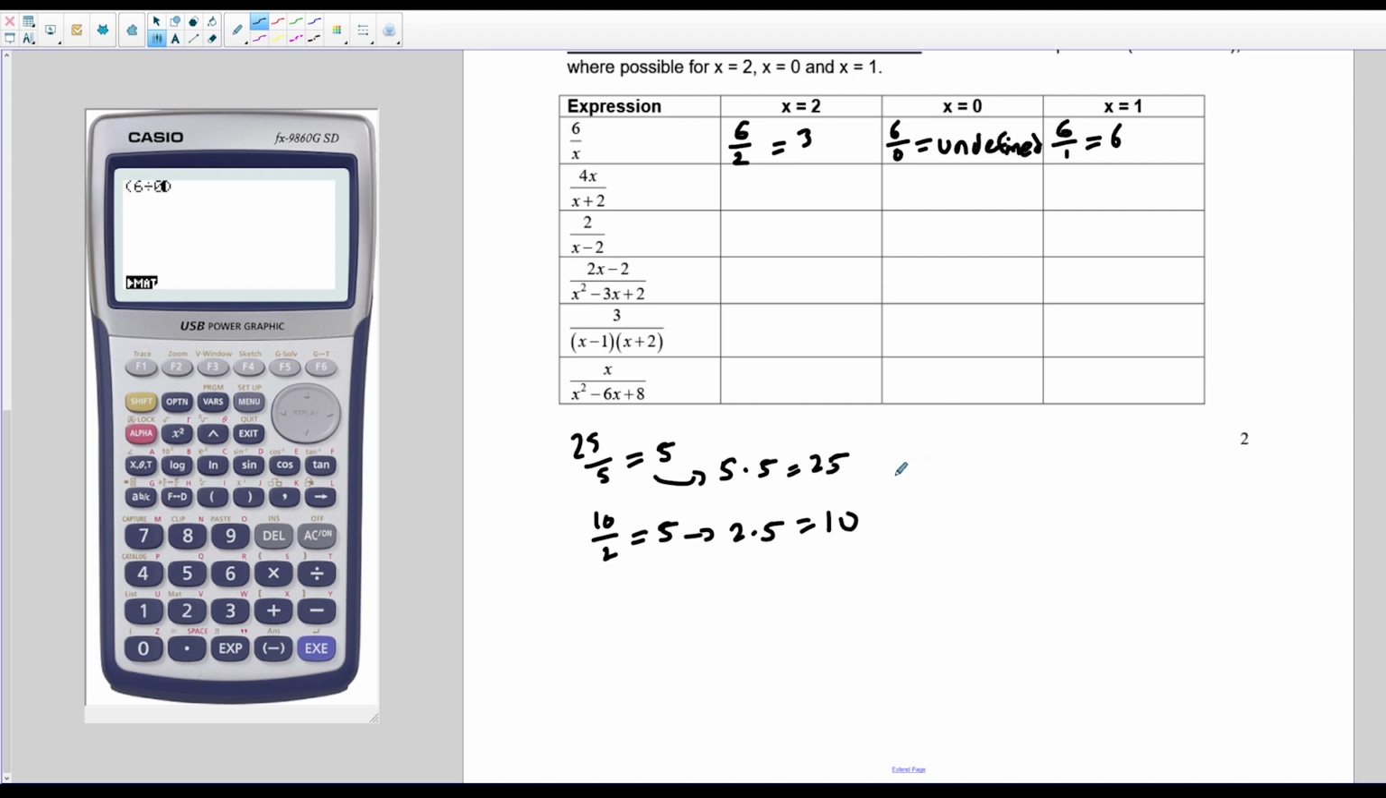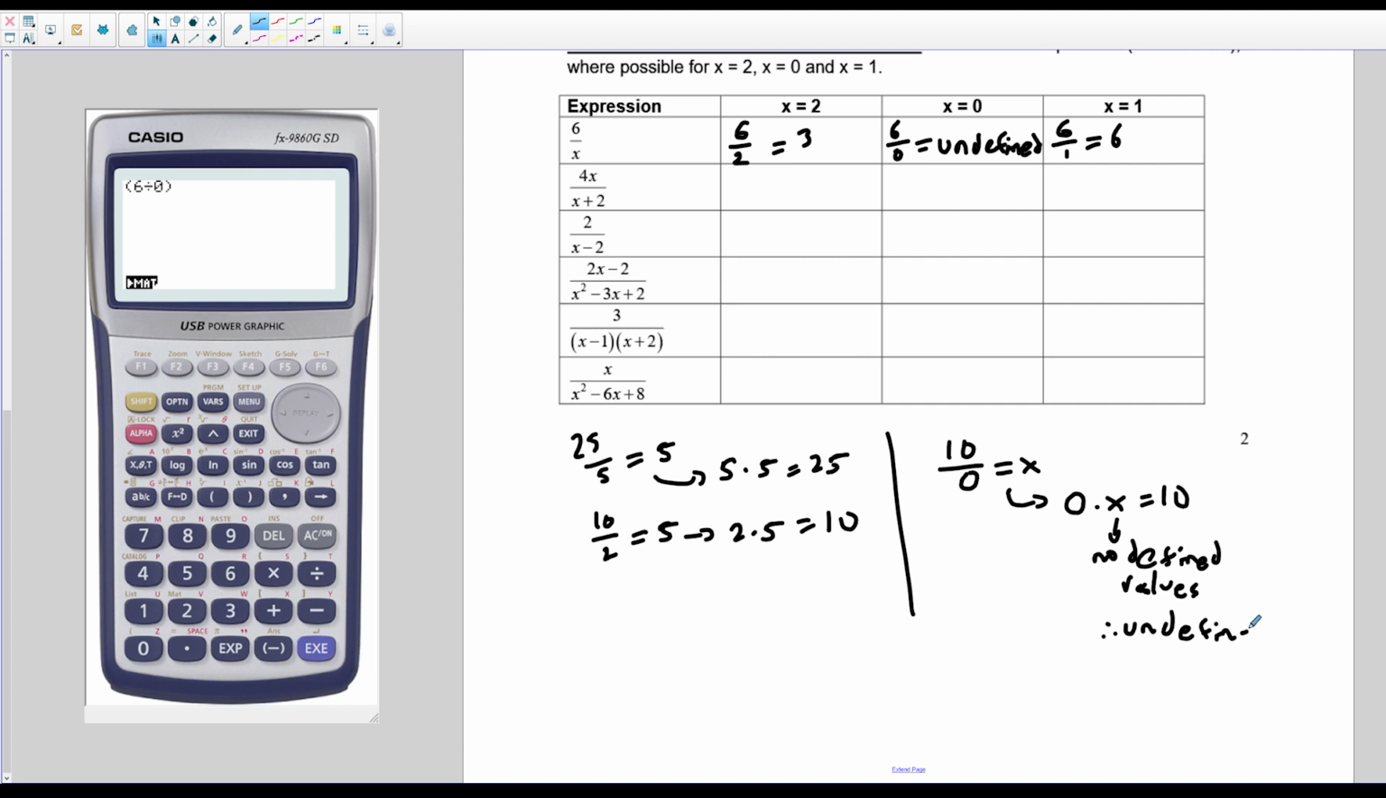Well, let's imagine that we have 10 divided by 0 is equal to some number x. We don't know what that number is. Well, for this to work, 0 times x has to equal 10. Well, the problem is that there are no defined values to make this work. We can't multiply 0 by anything to make it equal to 10, so we call that undefined. So therefore, trying to divide by 0 is what we call undefined.